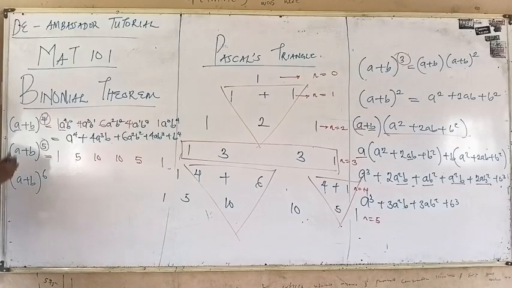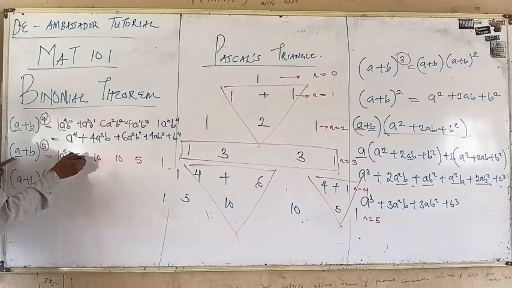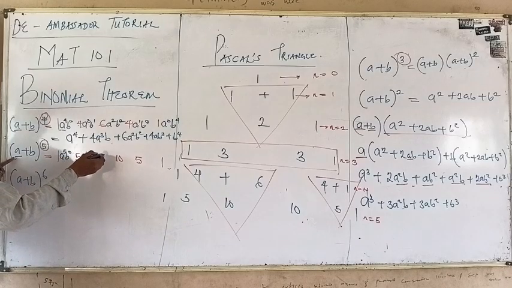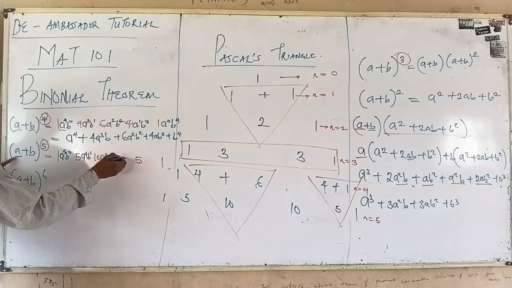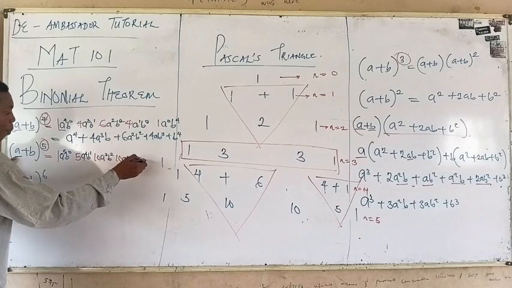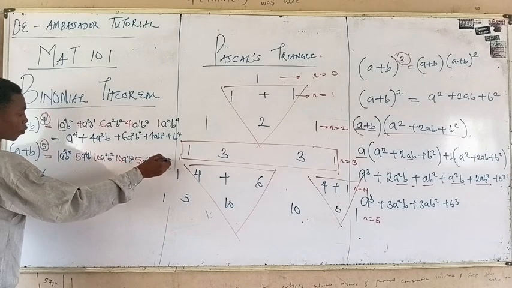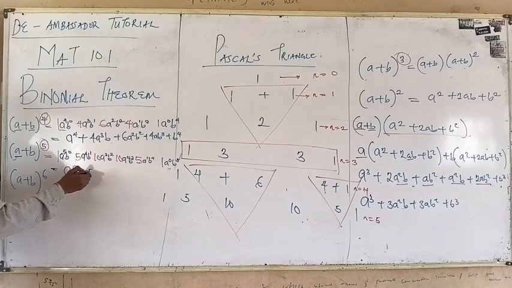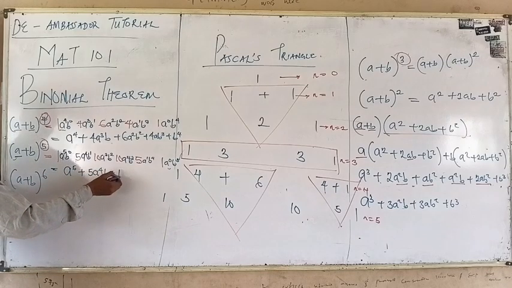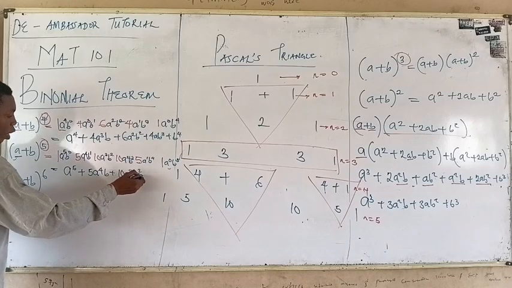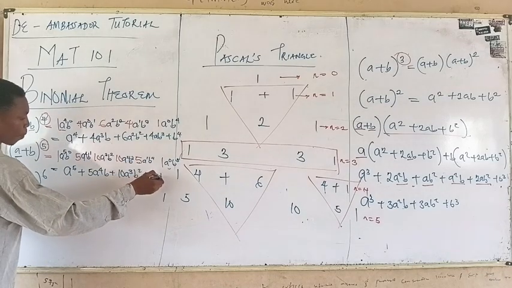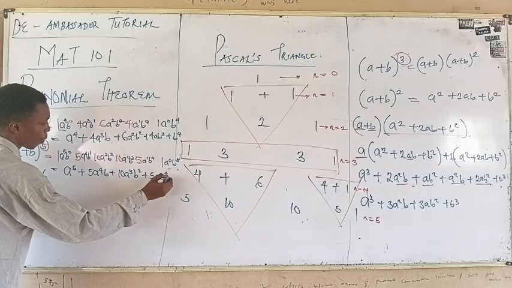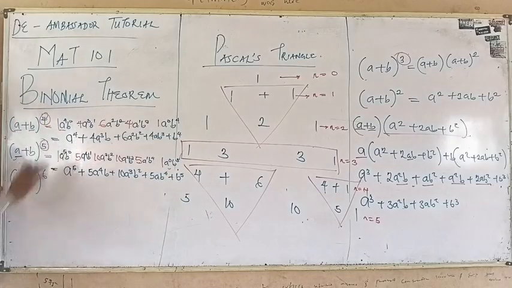The next thing is the terms, starting with A to the power of 5, then B to the power of 0, A to the power of 4, B to the power of 1, and so on until B to the power of 5. Now, let's write it in the proper way. We have A to the power of 5 plus 5A to the power of 4 B plus 10A cubed B squared, and so on, then plus B to the power of 5. This is how you expand this.